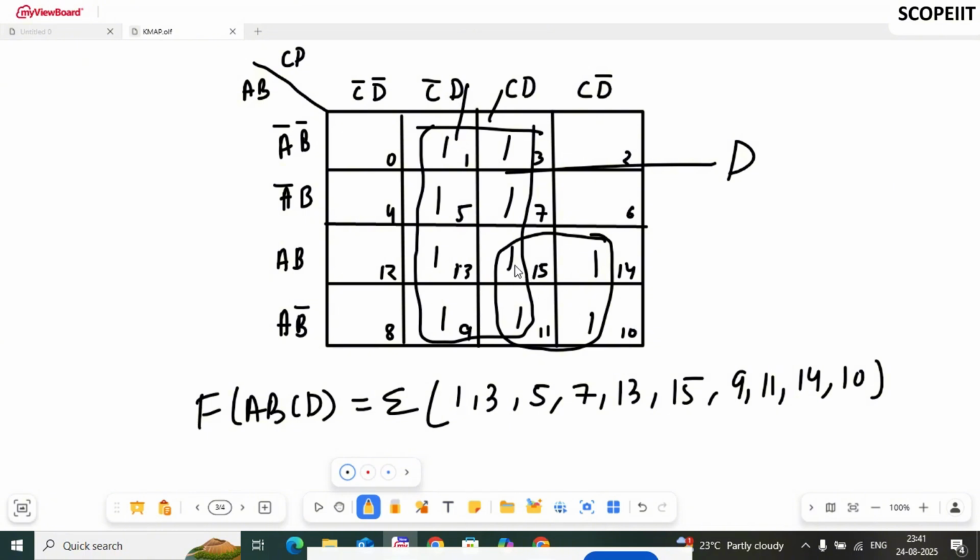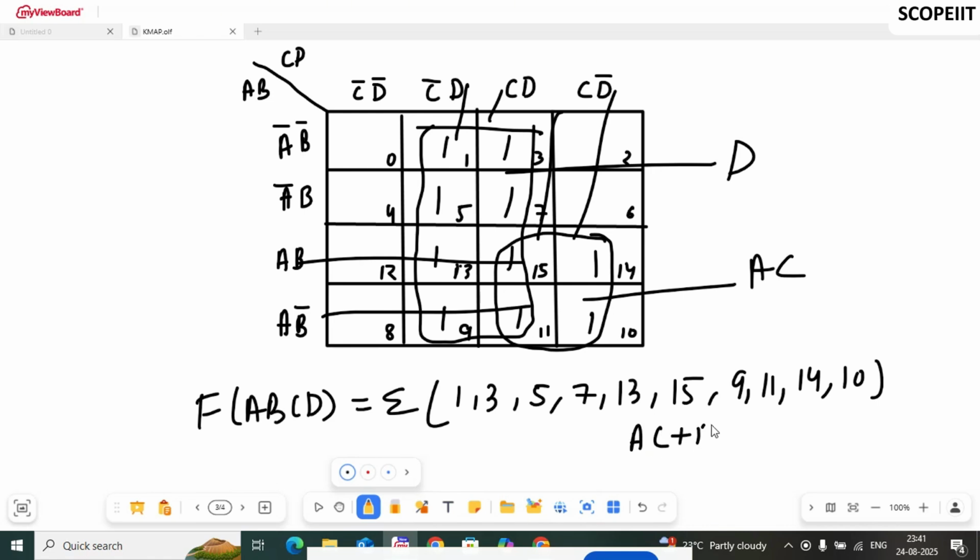Now for this 4, take it horizontally. What is common between this and this? So it's an A. So equation over here will be A. Take it vertically. What is common between this and this? So it will be your C. So the answer for this one will be C. And basically the final answer is your AC plus D. Okay, one more question we'll do.